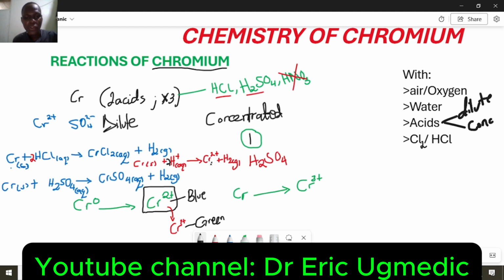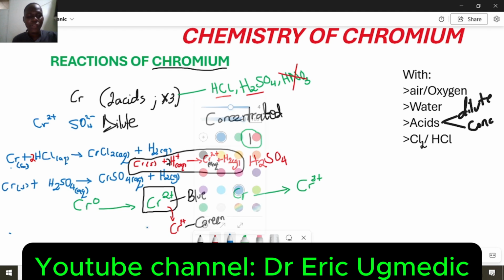Don't forget that all states must be included. This is aqueous. Of course, you cannot have solid ions. They will always be in aqueous form. So this is the overall equation you can have under the dilute. Coming to the however part, which is the oxidation, we can say that these chromium 2 ions will rapidly be oxidized by atmospheric oxygen to form the chromium 3 ions. So we can try writing this equation as well.